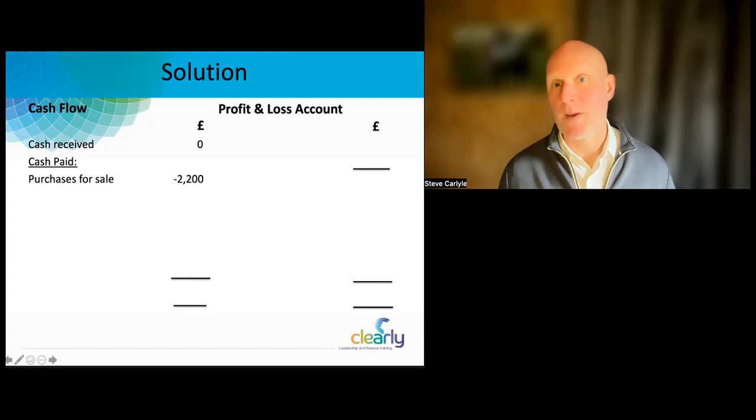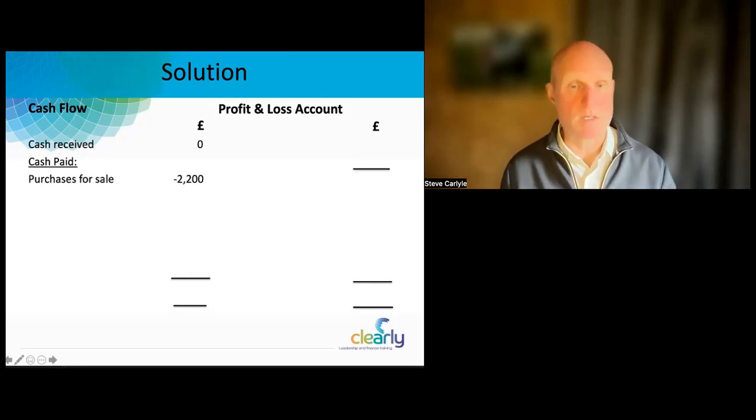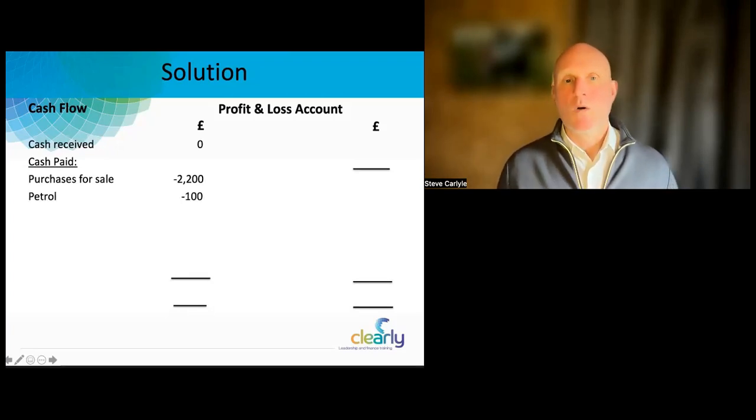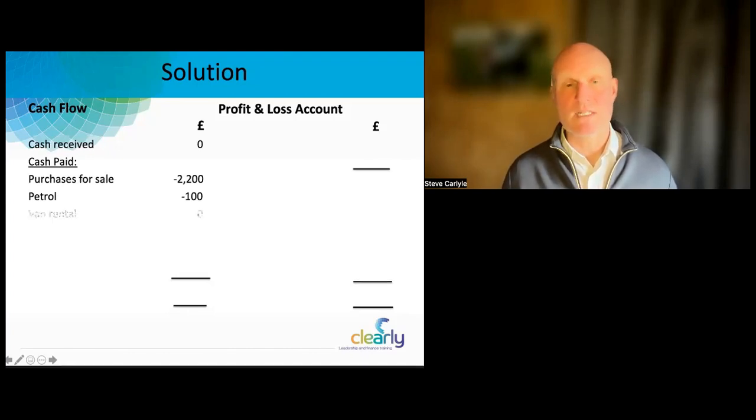Cash paid, though, we had lots of cash paid. First of all, we had to pay out for those things, the bath and the sink and all the rest of it, so we could get those goods for the customer. And that cost us £2,200. We had to pay the wholesaler. We paid the petrol, £100 for the petrol as well. Yeah, that was another cash payment.